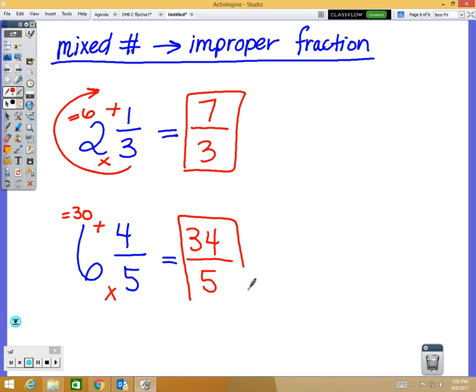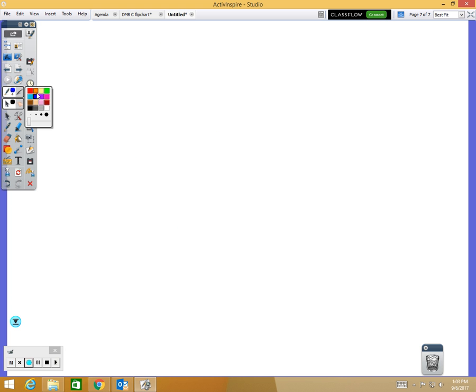Good job. All right. So there's our review with changing a mixed number to an improper. Now let's do the opposite. Let's change improper. This is our last section today. Improper to mixed number.